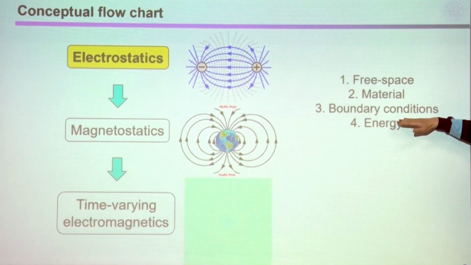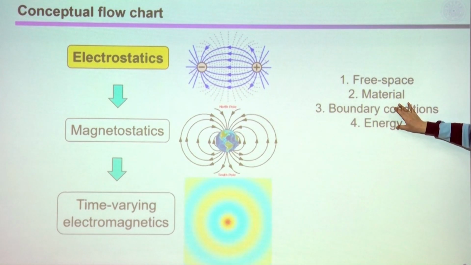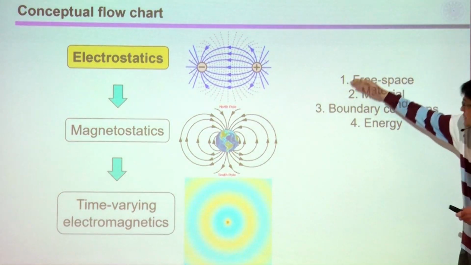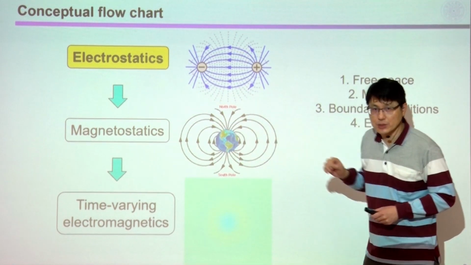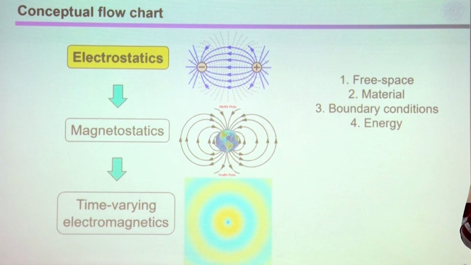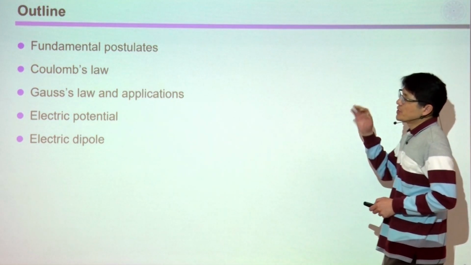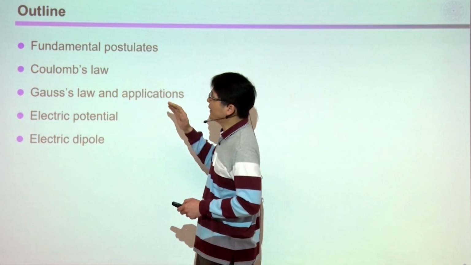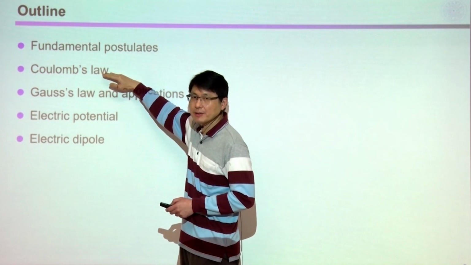Third PowerPoint set will be focusing on boundary conditions and electric energies. Right? So 1, 2, and 3. So these divisions would also apply to magnetostatics as well. Right? So there will be 3 PowerPoint sets for electric fields and another 3 for magnetic fields. Okay. So today, according to time, I could probably cover up to fundamental postulates and maybe Coulomb's law, maybe.